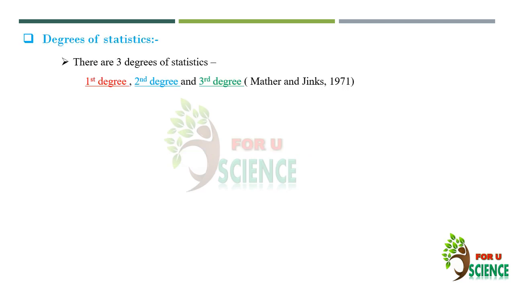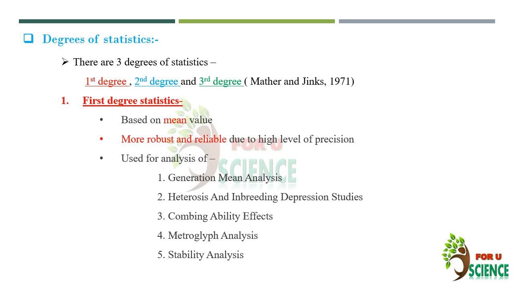Then if we talk about degrees of statistics, we can divide statistics into 3 degrees depending on which method or parameter is used to analyze the statistical data: first degree, second degree, and third degree of statistics. The first degree of statistics is based on the mean value. Mean means average value. It is very robust and reliable, and it provides a high degree of precision. It can be used in general mean analysis, heterosis and inbreeding depression studies, combining ability effect studies, metroglyph analysis, stability analysis. Don't worry about these names. We will talk about everything in our forthcoming videos, so keep on watching.